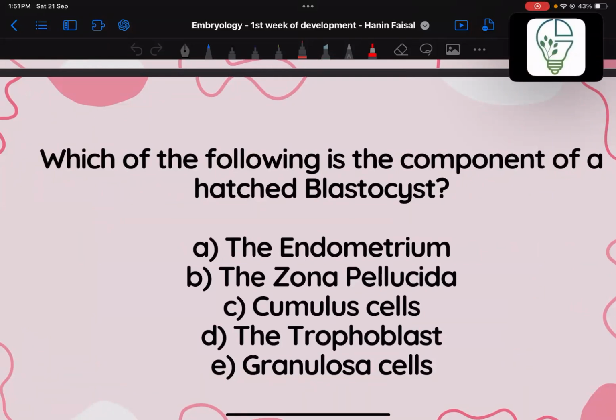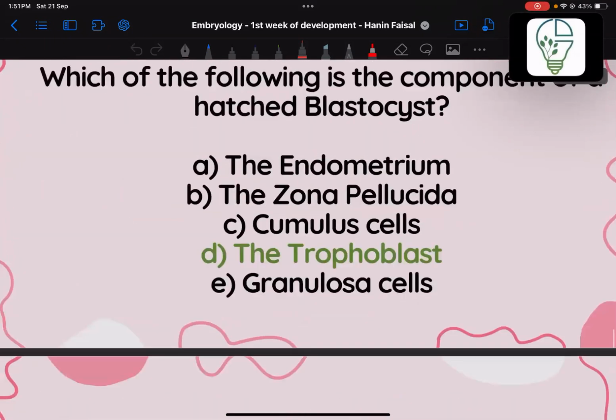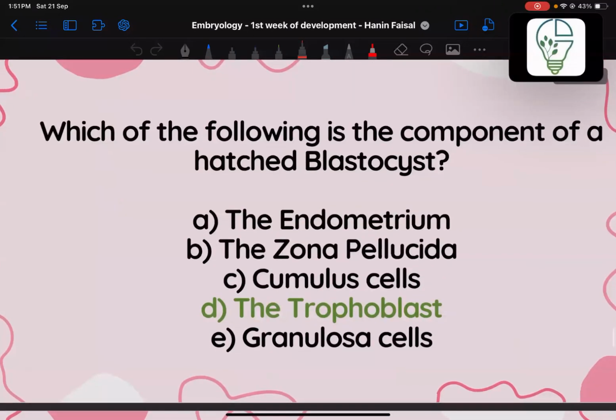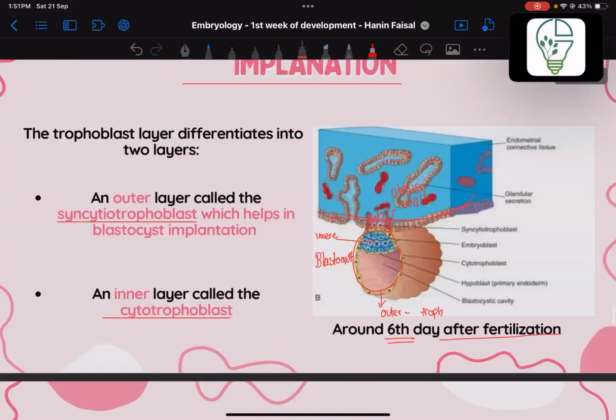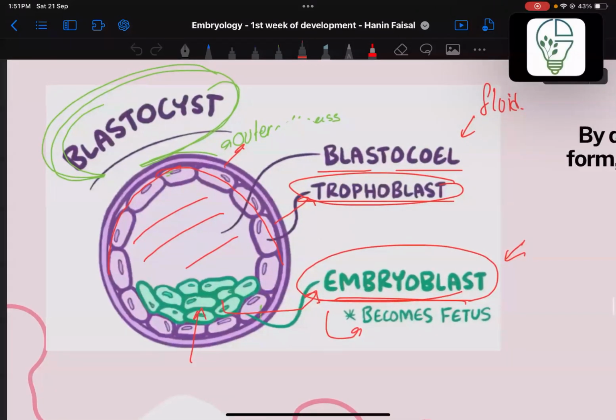Okay, perfect. Everyone is saying D. Yes, the answer is D. Why? Because we said the blastocyst is formed from an inner cell mass and an outer cell mass. This inner cell mass is called the embryoblast, and the outer cell mass is called the trophoblast.